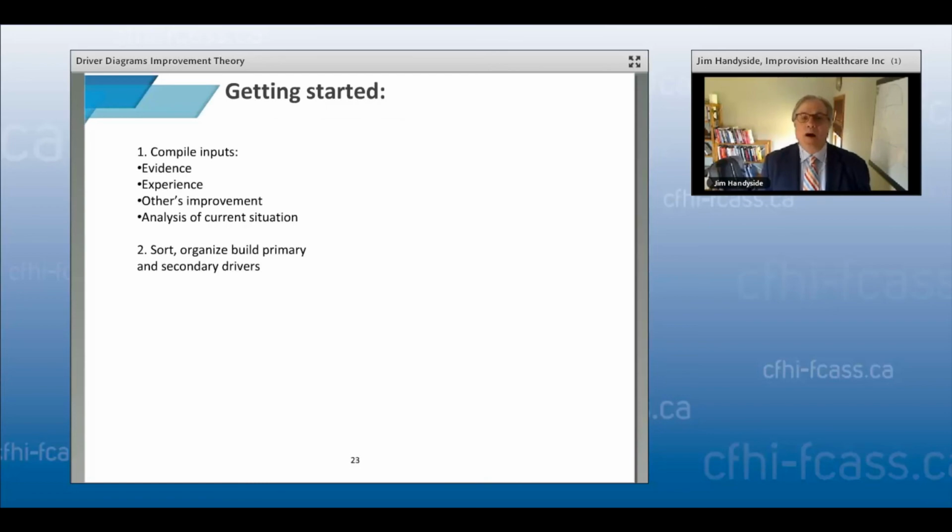So how do you get started? The first thing to do would be to compile your inputs, reviewing the evidence, gathering experience, doing some analysis of your current state and situation to begin to formulate your theory. And then sort and organize your primary and secondary drivers. You could actually start by generating some change ideas if you want as well. But start to assemble those in some way.